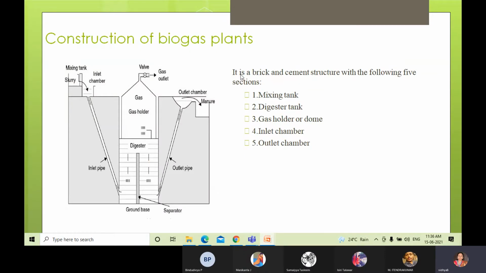Construction of biogas plants. It is a brick and cement structure with the following 5 sections. You can observe 5 sections. The mixing tank, and second is a digester tank. And gas holder or dome. This is the inlet chamber and outlet chamber. This is the inlet pipe and outlet pipe, and this is the outlet chamber and this is the inlet chamber. Okay, one by one we shall discuss.